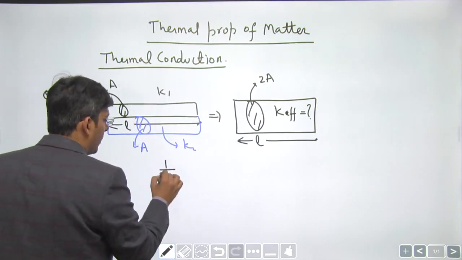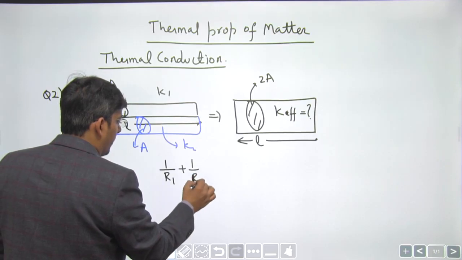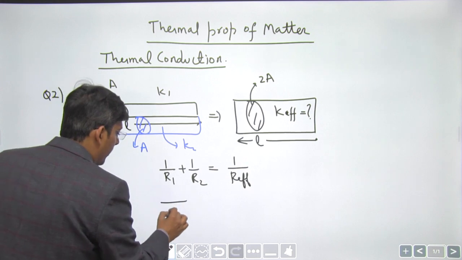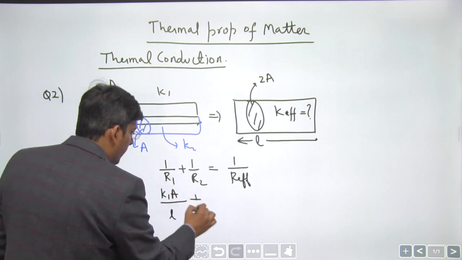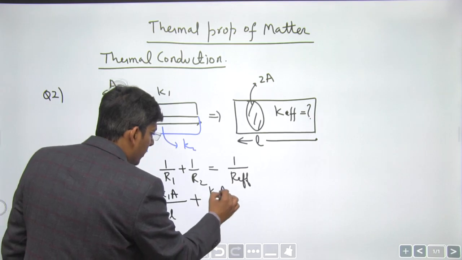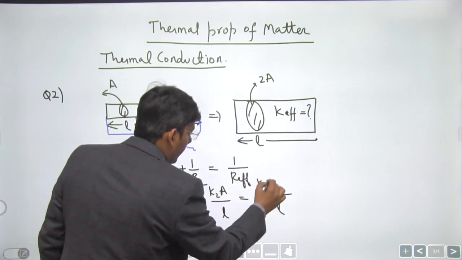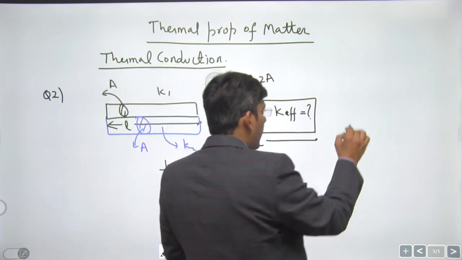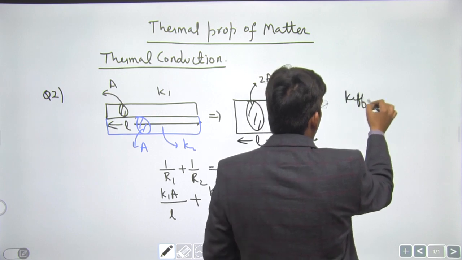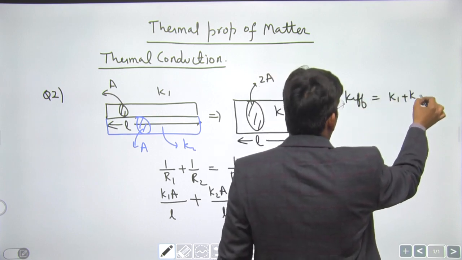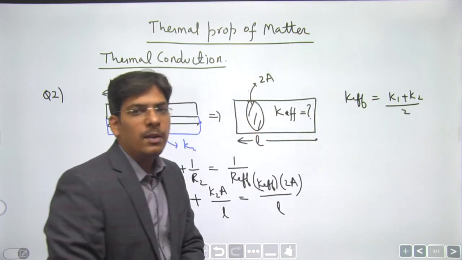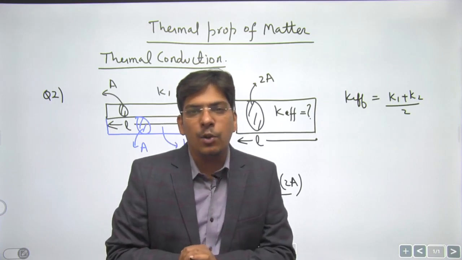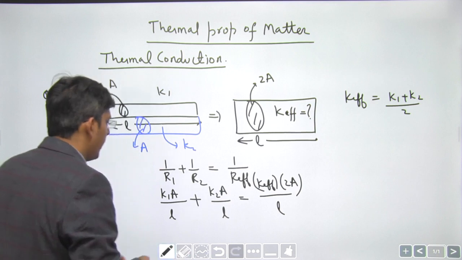So let us use the formula for parallel combination, which is 1 by R1 plus 1 by R2 is equal to 1 by R effective or RP. This is L by K1 into area plus L by K2 into area equals L by K effective into 2 times the area. So we can get the effective value of thermal conductivity as the arithmetic mean of K1 and K2, right, dear students? For parallel grouping you have the arithmetic mean, and for series grouping the effective value of K is actually the harmonic mean.